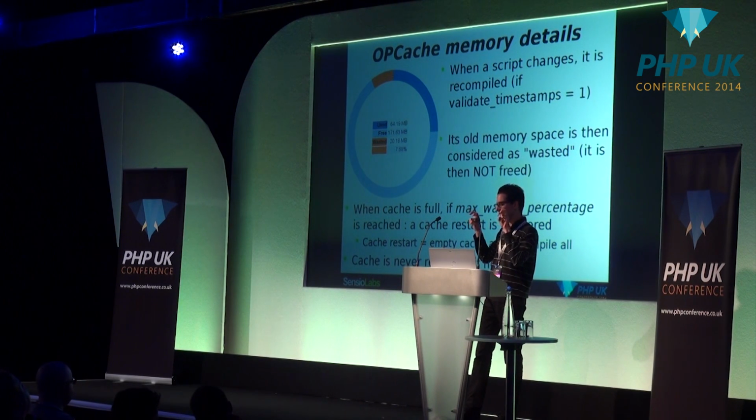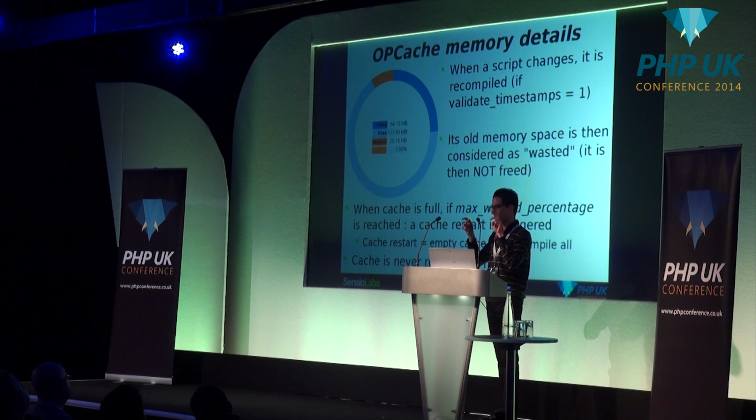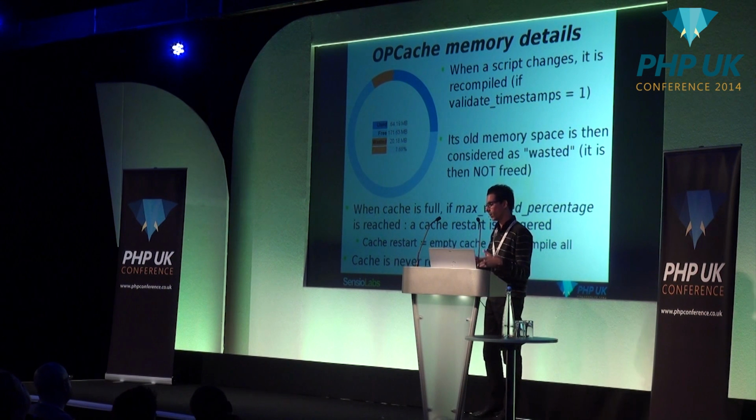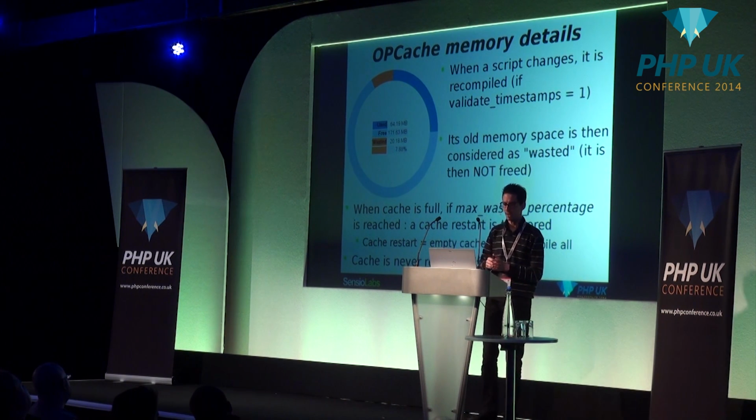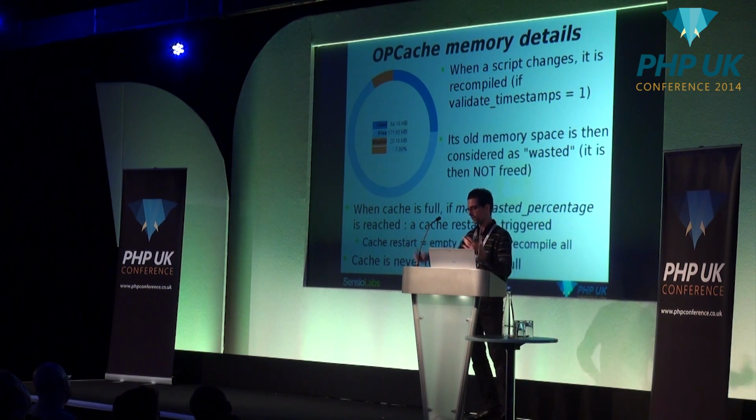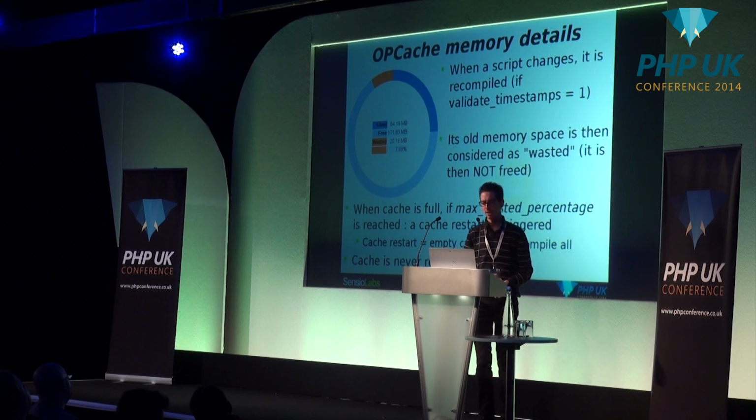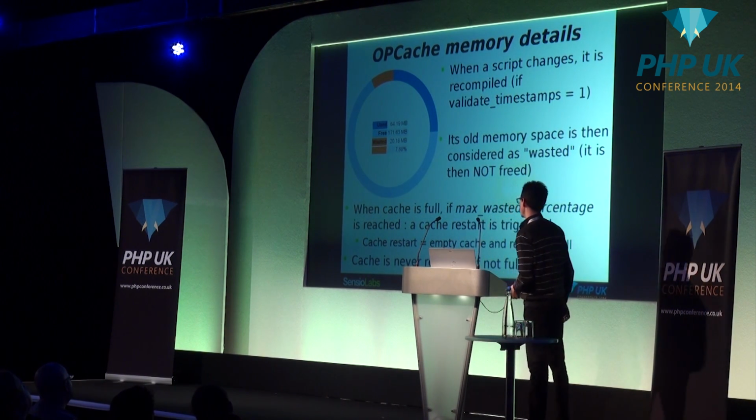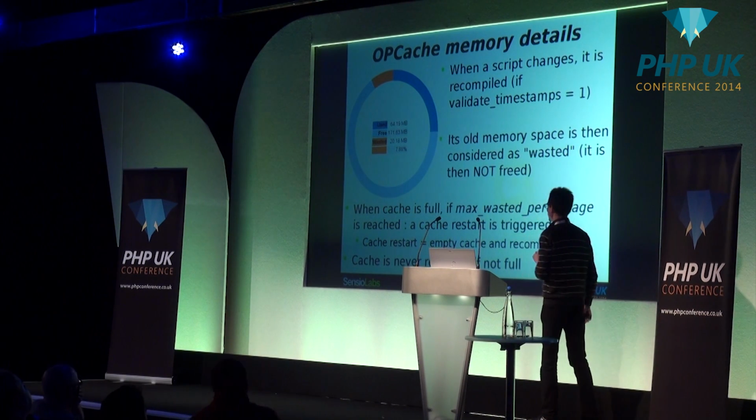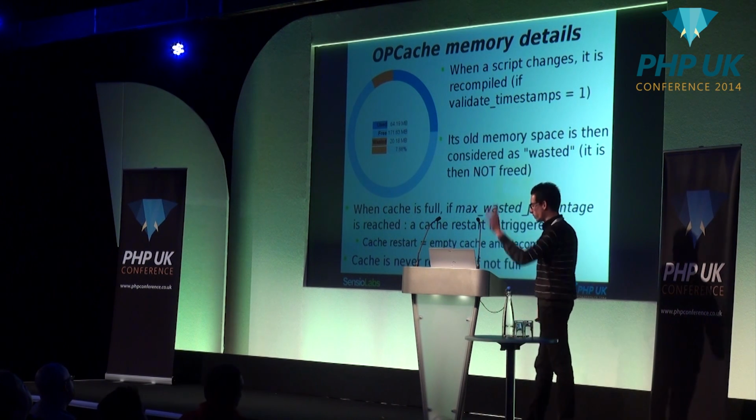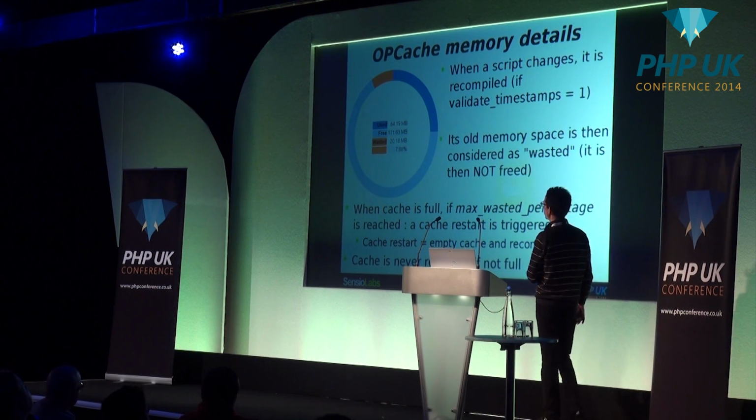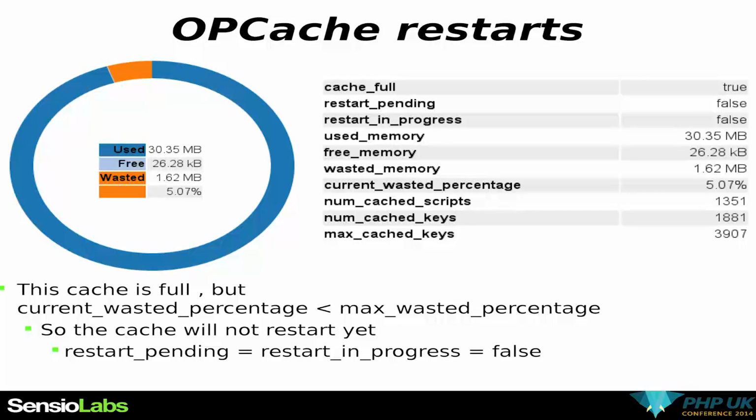this is wasted memory. Wasted memory is memory allocated for scripts which are not up to date on the server actually, but the old memory is not freed, because if we have to free it, we have to reassemble all the blocks, and this is too CPU intensive. So when the cache is full, you have to trigger the max wasted percentage, and when it's reached, the cache will be restarted, and then it will be freed, and it will recompile all your files.